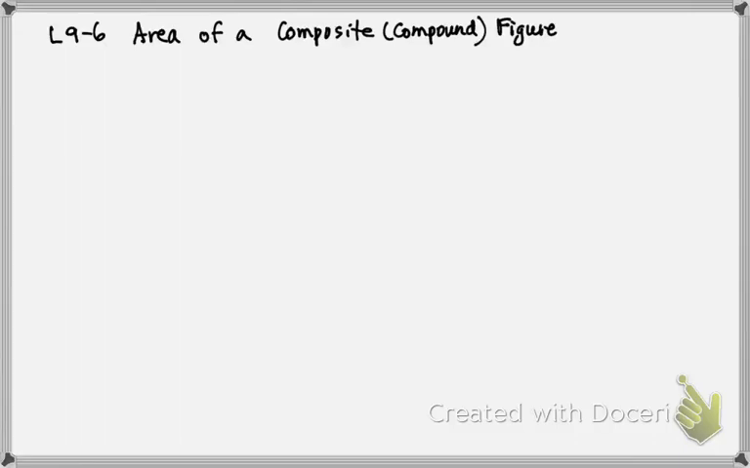Hey guys, so welcome to the last lesson in Chapter 9. We're going to talk about composite or compound figures, okay? And we're going to figure out the area of the shape that doesn't have a formula because it doesn't match any shape that we know of, okay? So let's go ahead and give ourselves a definition of what is a composite figure.